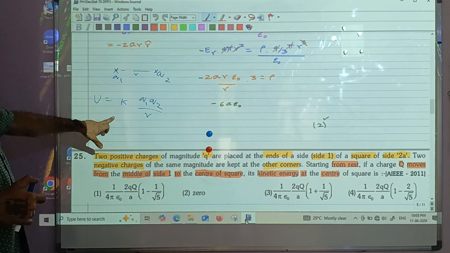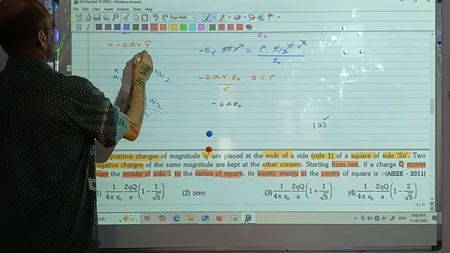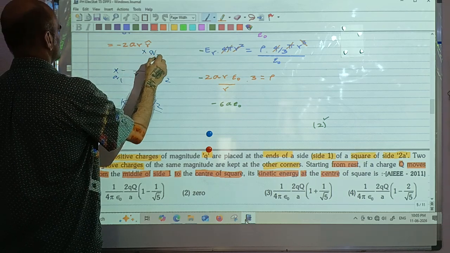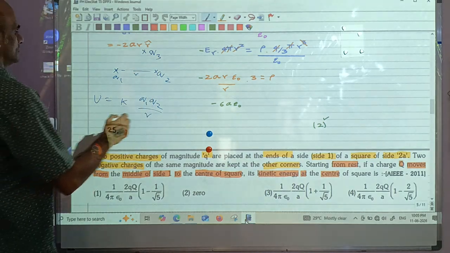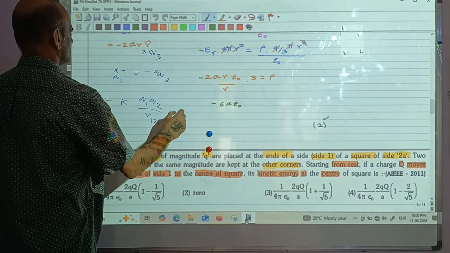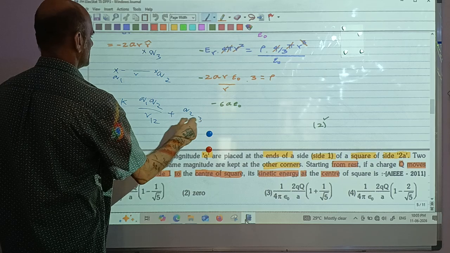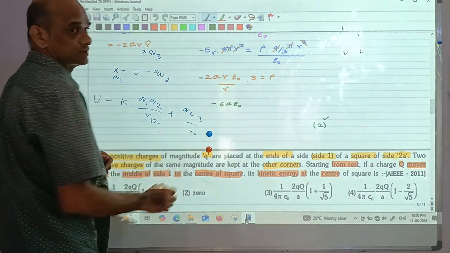So you use this concept. Suppose I have a third charge, what is the potential of the system? Q1 Q2 by R plus Q1 Q3 by R13 plus Q2 Q3 by R23, plus one more term, so more interaction.